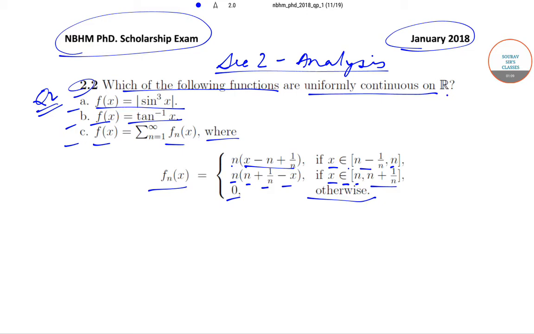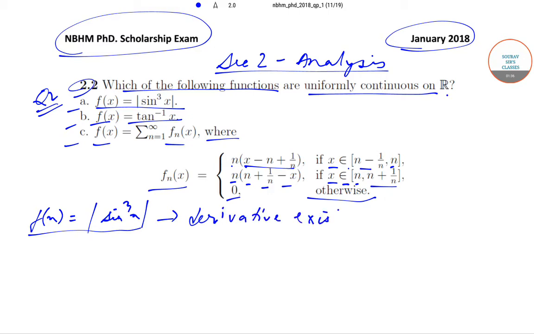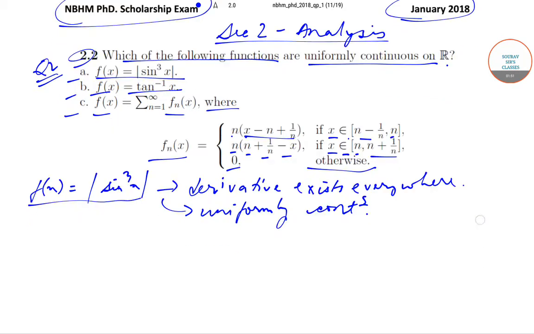So we need to find out whether the functions are uniformly continuous or not. Now f(x) is equal to mod of sine cube x. This function is real valued. In this function, the derivative exists everywhere. So therefore, this is basically uniformly continuous. Okay.